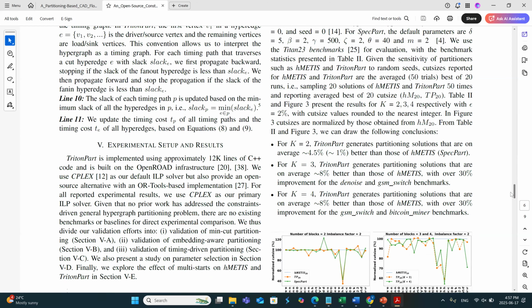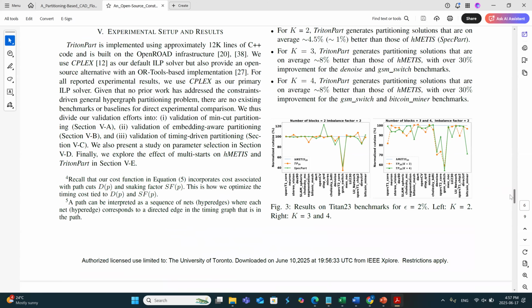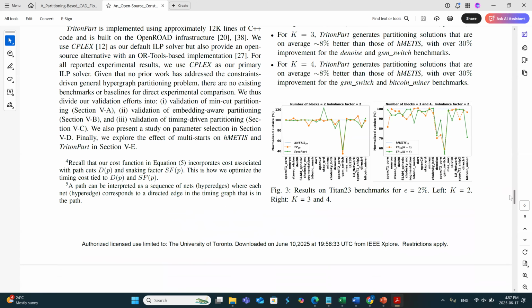Okay, so then they have a whole bunch of results. I guess to summarize the results, they basically outperform HMetis, which is kind of the classic partitioner, and SpecPart, which just uses that spectral embedding in vector space, by a reasonable amount. And this is cut size. And let's see, HMetis is 1. So you can see they are this orange curve. So sometimes they're about the same. Sometimes they're like 15% less, and one of them is like 40% less.